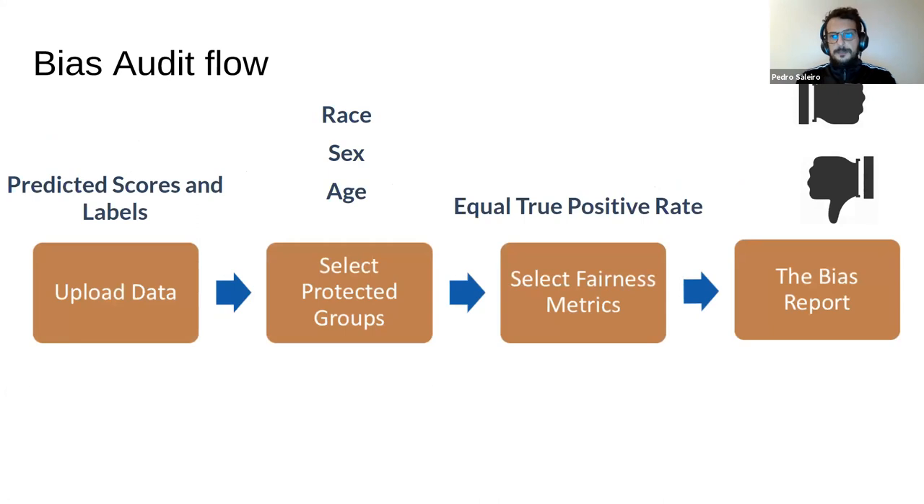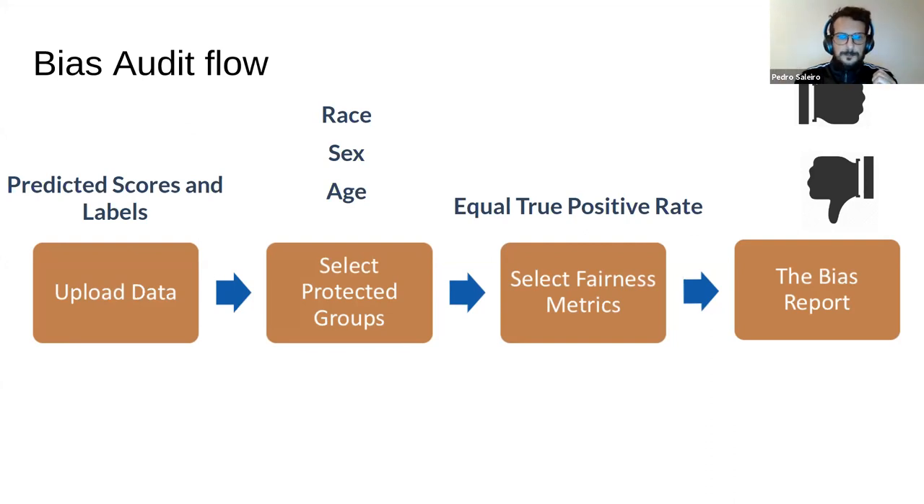So we start by uploading the data or using a data frame, and you need the predictions, ones and zeros, and you need the labels. If you are interested, once again, in measuring bias in terms of metrics derived from confusion matrix attributes, you define which metric you want to consider as your target metric for fairness, and then you get the results.